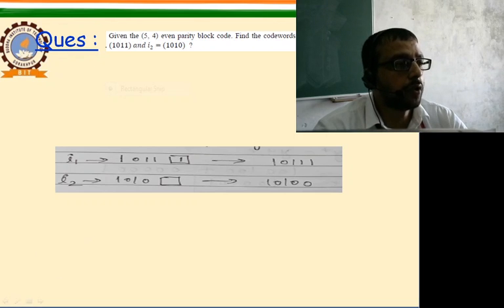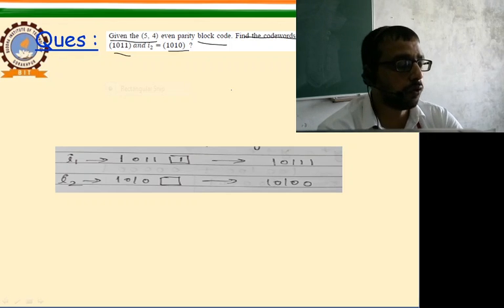Now, first of all I'm going to explain what the numerical is. Given a (5,4) even parity block code, find the code vector corresponding to I1, which is your message bit, and I2, the second message bit.